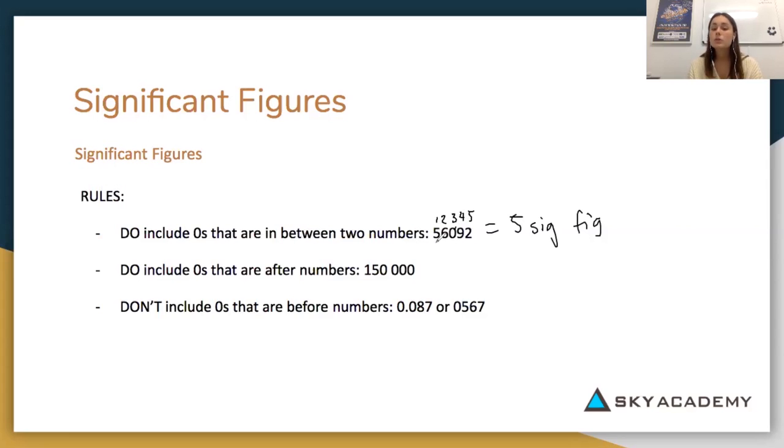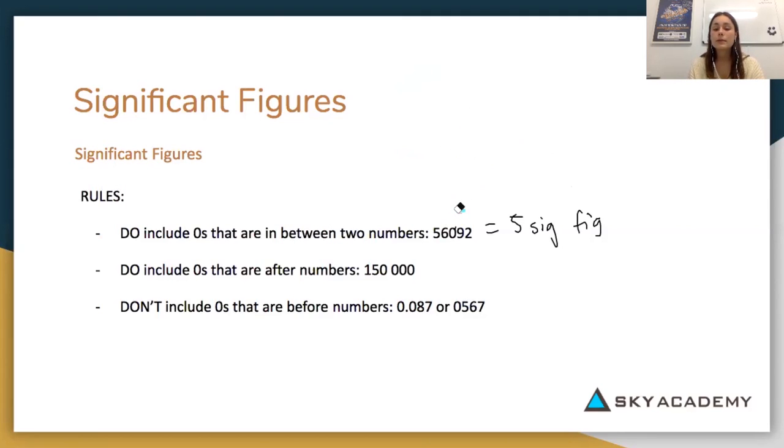So if we were asked to round this to 3 significant figures, we would have to consider the fourth number, which is 9. If it's a 5 or above, we round up. So we do have to round up. So our answer would be 5, 6, 1, and then we replace the last two numbers with zeros. And that's rounding to 3 significant figures. So we do have to include the 0 as a significant figure if it's in between two numbers.